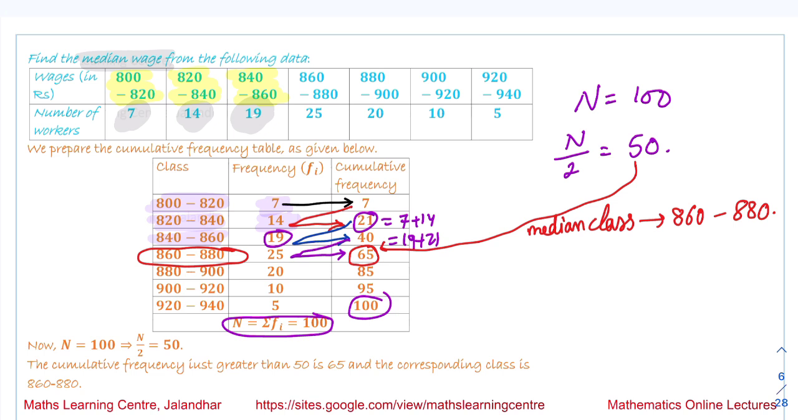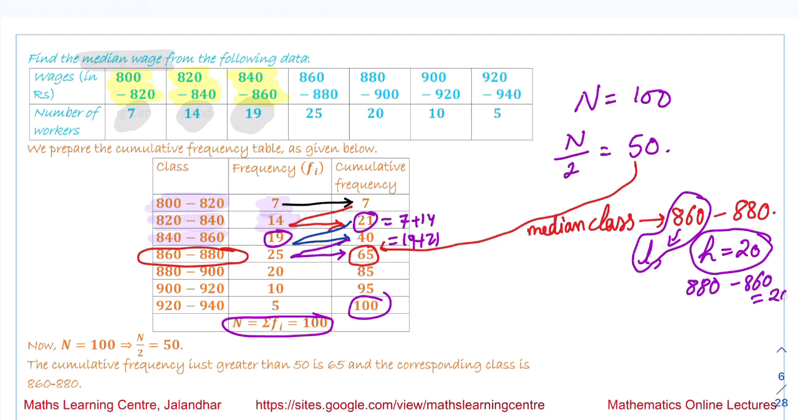From this median class we obtain the value of L, that is 860. The value of H that we have is equal to 20. It is the difference of these two values. It is 880 minus 860, that is equal to 20. This is the value of H.